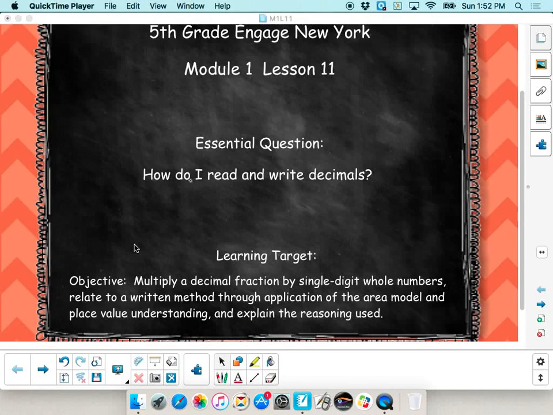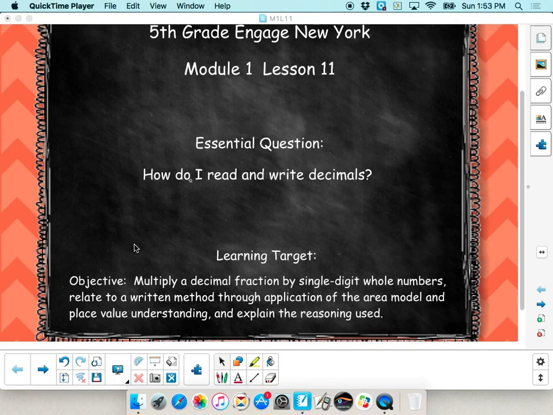This is lesson 11. And in this lesson, we will be multiplying a whole number times a decimal. And we are going to use the area model, which I think you used a little bit last year, but we're going to be using it with decimals this year.